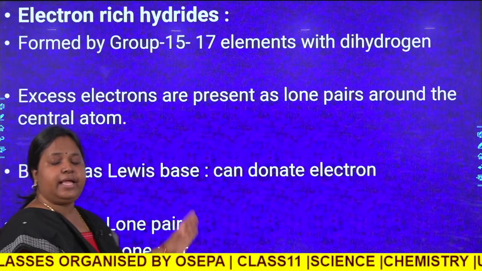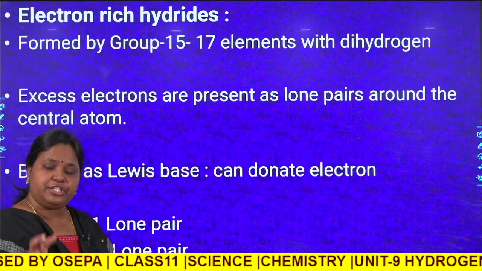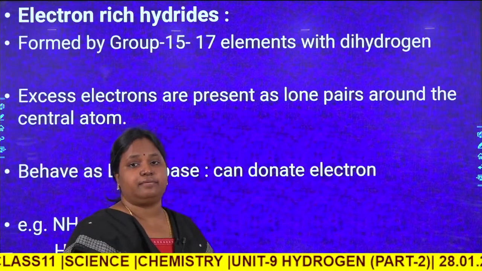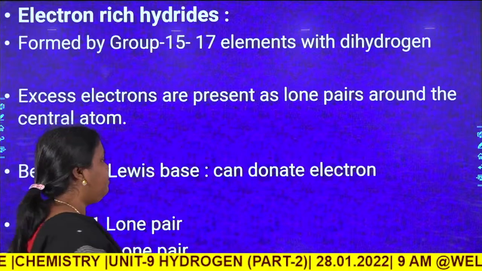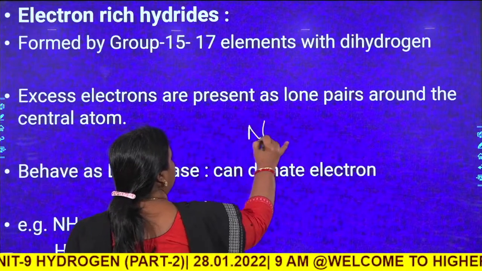Electron rich hydrides, as the name suggests, means there must be an extra pair of electrons available with the element. For example, you see ammonia.